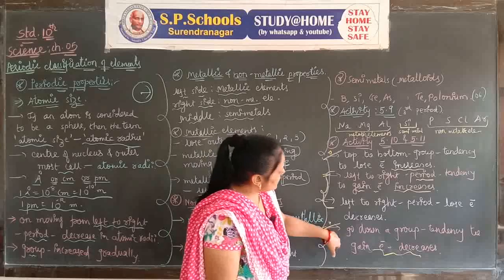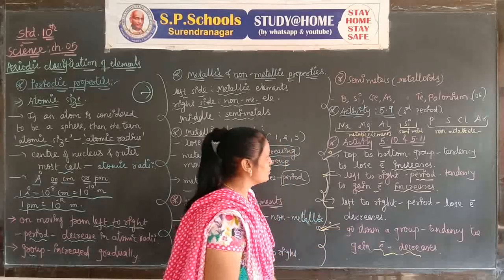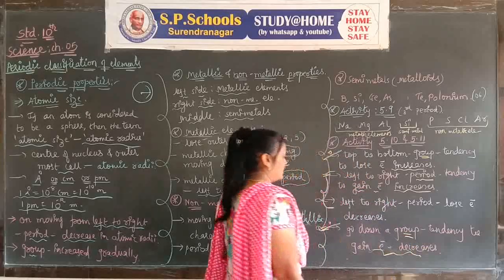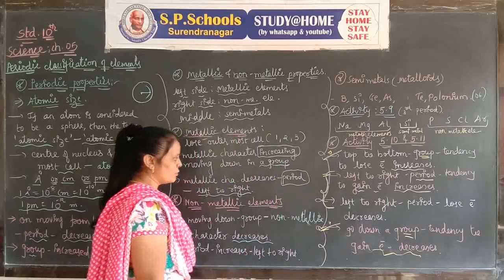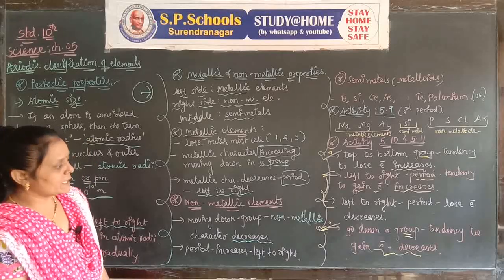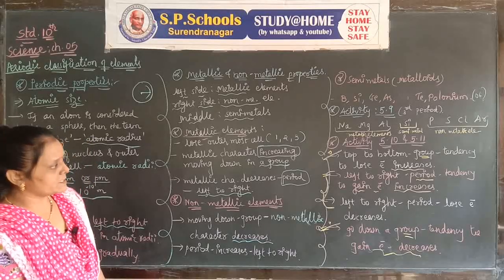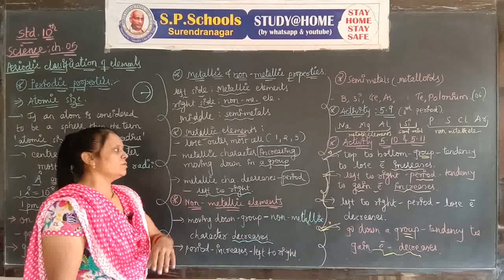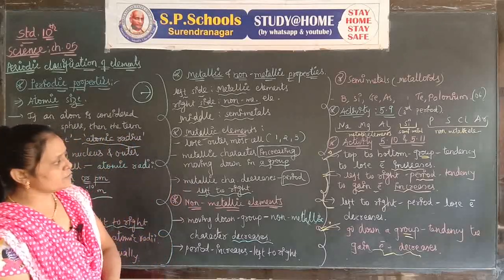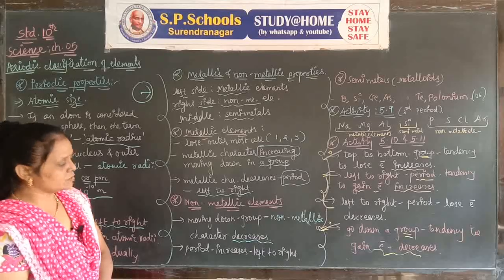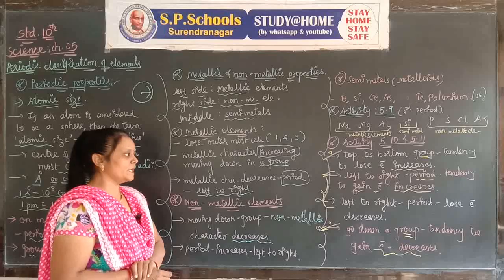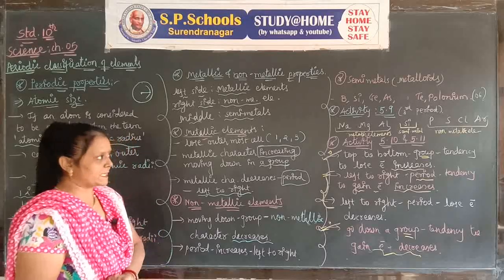So naturally, when we go down in a group, the tendency to gain electrons decreases. When we go left to right in a period, the tendency to gain electrons increases. So clearly, when we go left to right in a period, loss of electrons decreases.